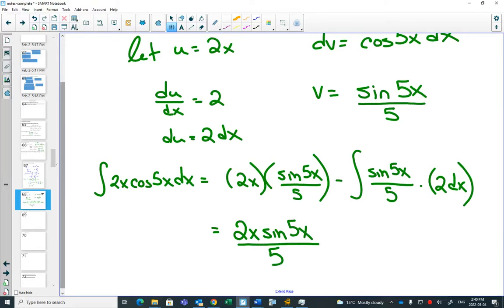So here I have 2x sine 5x all over 5. Can you see on this one that I could bring both the 2 and the 5 out in front as 2/5? And then what's the integral of sine 5x? Positive or negative cos? Negative cos, because the derivative of cos is negative sine, so if we just have a sine, it will be negative cos. It'll be a 5x, but because of the chain rule, we'd have to divide by 5 plus c.